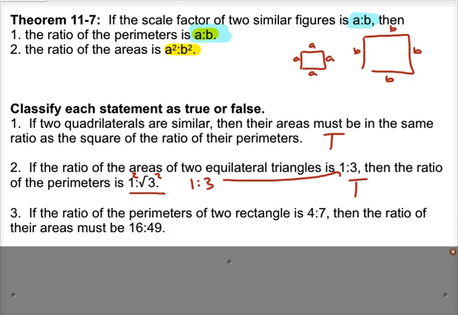Number 3, if the ratio of the perimeters of two rectangles is 4 to 7, then the ratio of their areas must be 16 to 49. And I do the same thing. First off, this says just the ratio of the perimeters of two rectangles. Here's the important part. If it didn't say rectangles, but said similar rectangles, then I would say it's yes, because 4 squared is 16 and 7 squared is 49. But it doesn't tell me that the figures are similar. So since I don't know that they're similar, I'm going to have to say that this is false.